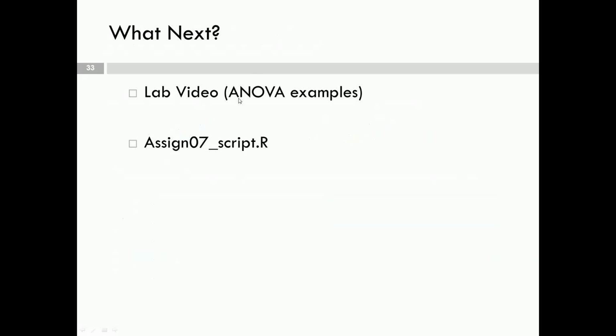So the next step then is to go ahead and watch the lab video. I show you a few examples of how to run ANOVA and then how to run each of these tests to assess your assumptions for the ANOVA, and then to eventually do those Tukey tests to see which groups are different from one another. And then finally, go ahead and complete assignment 7, where we get into some more examples of doing this on real data.